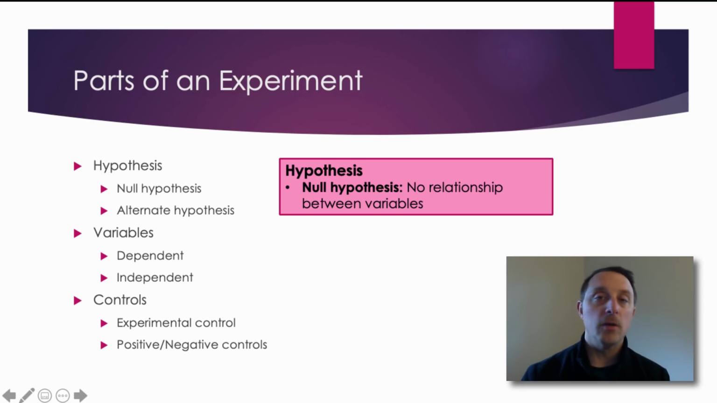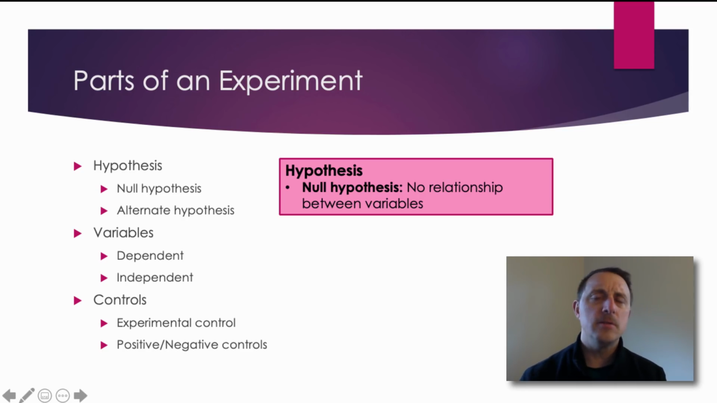Okay, we start with this hypothesis, and if we disprove this null hypothesis and we determine that there is some relationship between our two variables, then we come up with some sort of alternative hypothesis. And this alternative hypothesis would then indicate what type of relationship we see between our two variables.